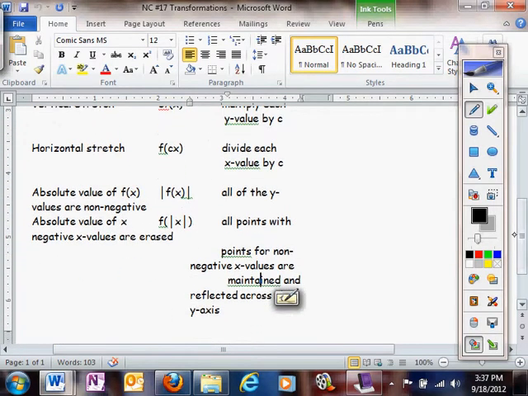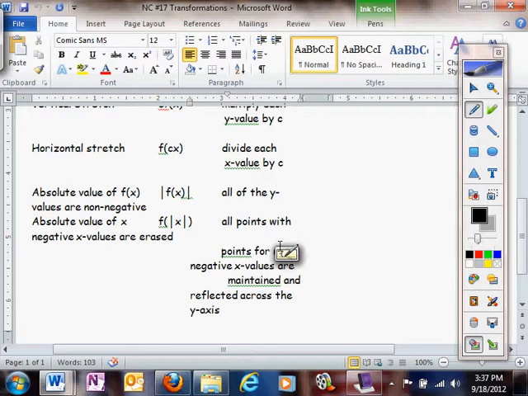Absolute value. If you have the absolute value of f of x, like this right here, you have f of x and absolute value brackets on both sides, meaning the absolute value of all of f of x. That means that all of the y values are non-negative, meaning they're all positive. Okay? And then if you have the absolute value of x, which the function here of absolute value of x, this one's a little different.